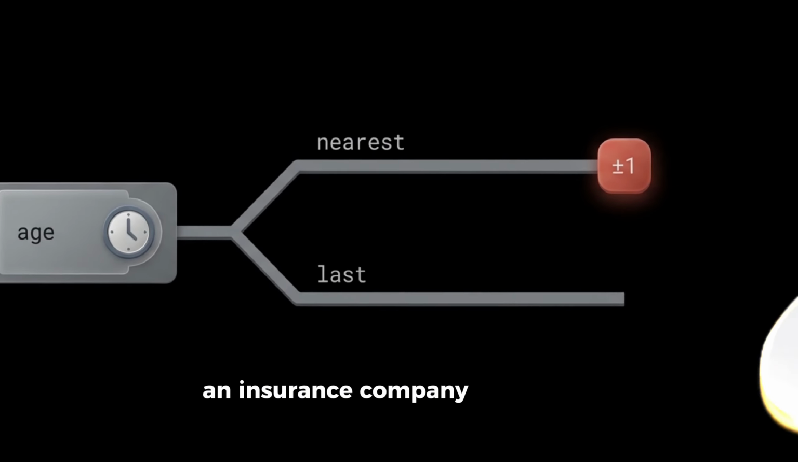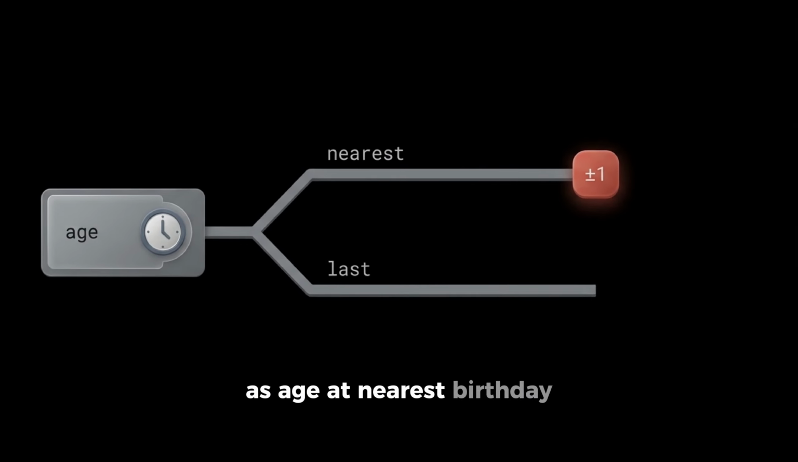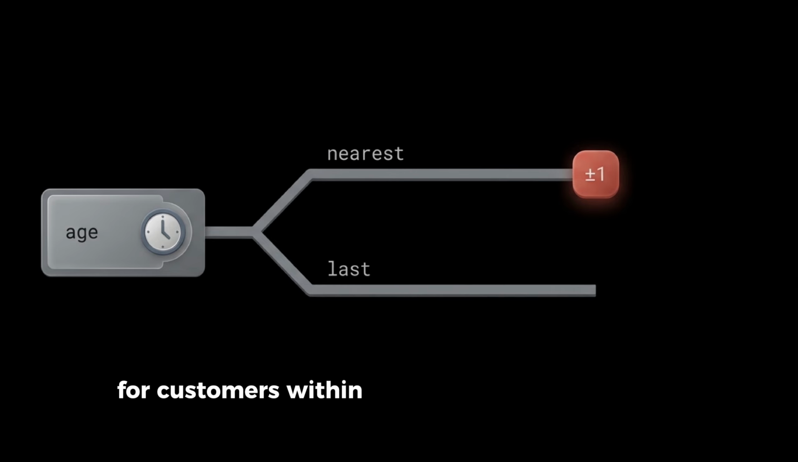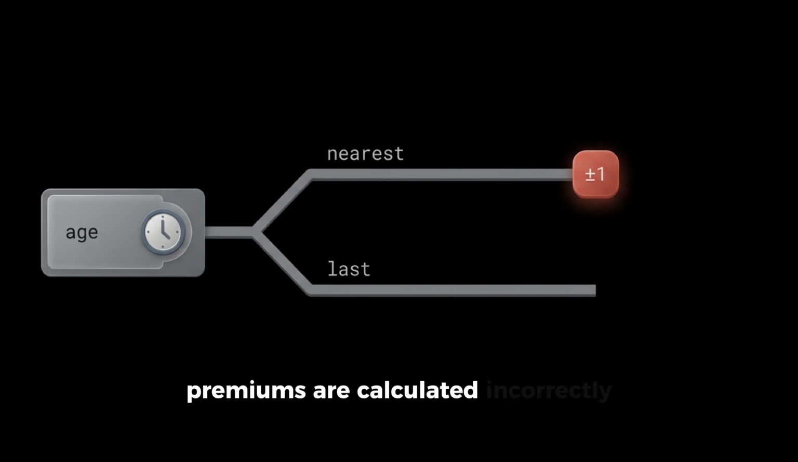An insurance company stores age as age at nearest birthday, an actuarial convention. A developer joins the company, queries the age column, and writes logic assuming it means age last birthday, the common everyday definition. For customers within 6 months of their birthday, the number is off by 1. Premiums are calculated incorrectly. Not for everyone, not obviously, just for the customers closest to their next birthday. The bug lives in production for 11 months before anyone notices. Same word, same column, different meaning, real consequences.